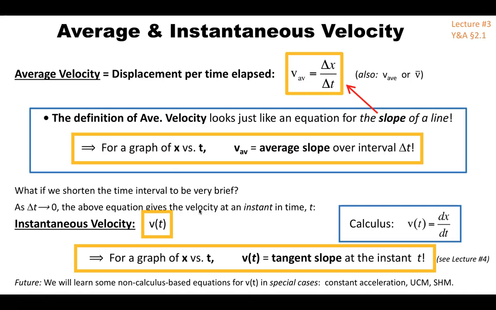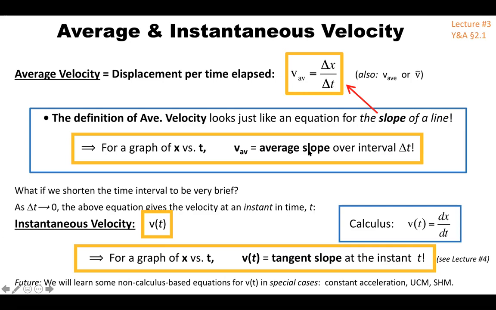What if we were to shorten the time interval to be extremely brief? So instead of delta t being a long time interval, what if delta t were to become so small that we could barely even see it on the graph? In that case, t2 and t1, or t final and t initial, just become the same value t, and that becomes an instant in time.